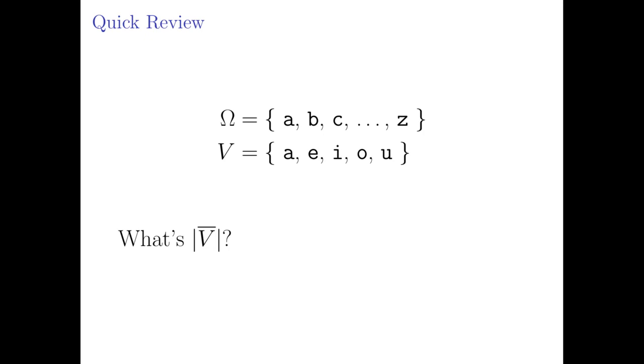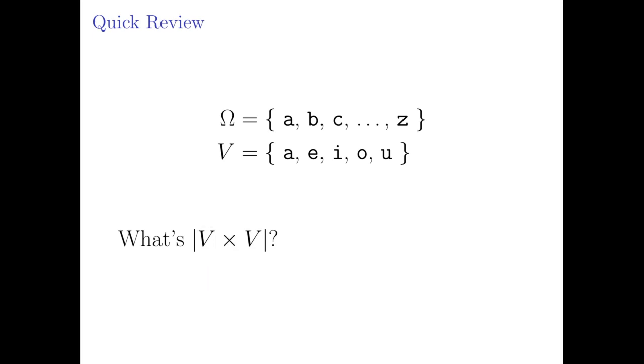What is the cardinality of the complement of V? That is going to be 21, because there are 26 letters in the alphabet, as I'm sure you know. 5 of them are vowels. That leaves 21 left for consonants. Exercise for the reader: can you name all the consonants? And therefore, the cardinality of the complement of V is 21.